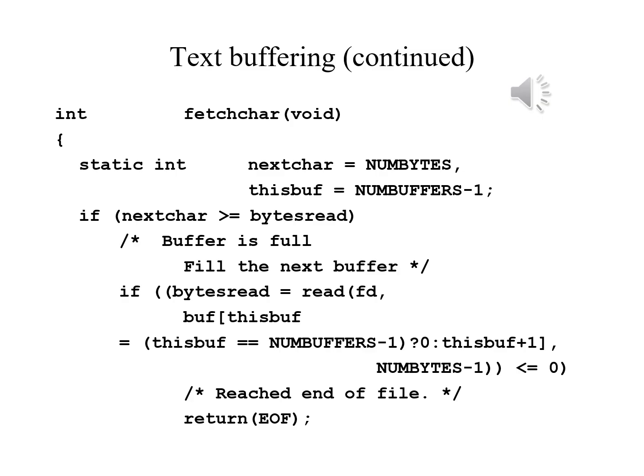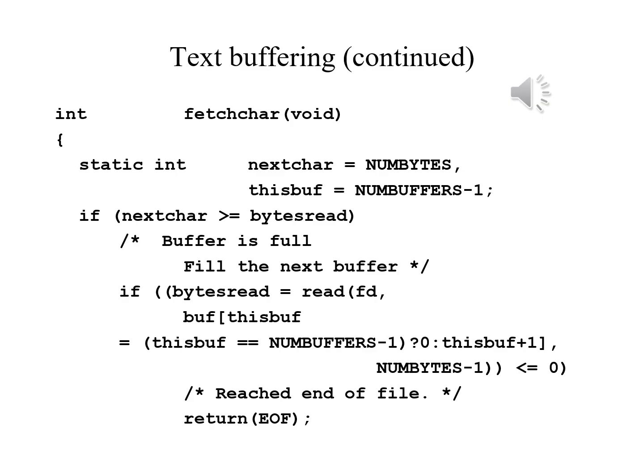The function has two static integer variables because we wish to save the value from one call of the function to the next. Nextchar is the position in the buffer of the next character to be read. Buff indicates from which of the two buffers we are currently reading.